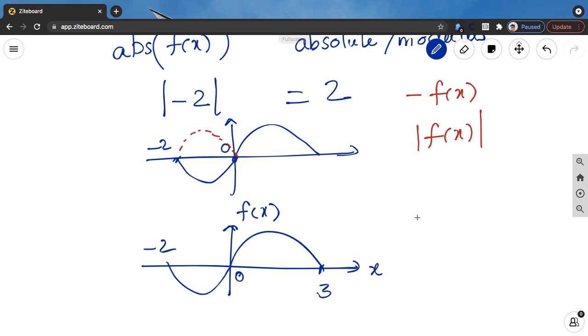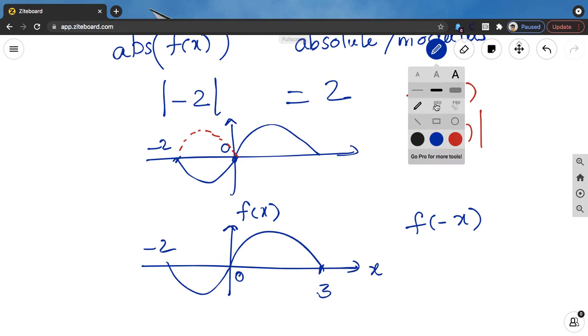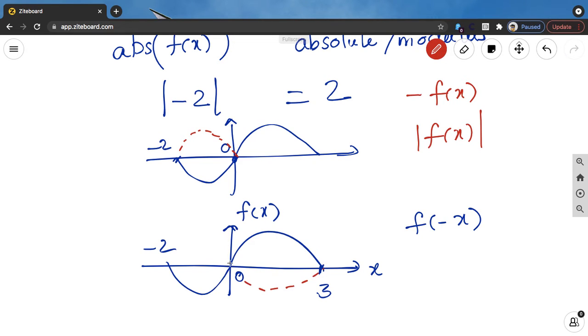And we looked at what is f of minus x. And we said when I do f of minus x, the left portion will come on the right and the right portion will go on the left. That's how the graph will look.